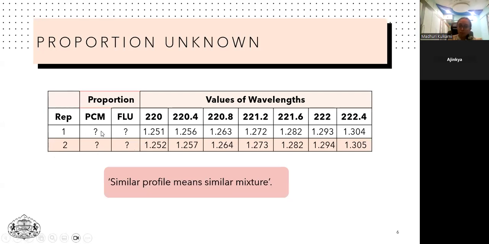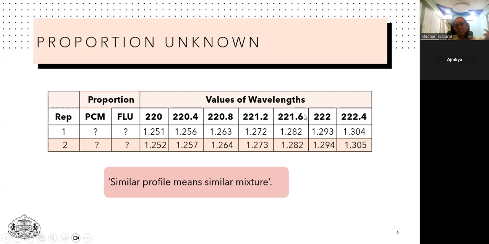this original tablet. At 220, the absorbance was 1.25. At 220.4, the absorbance was around 1.256 and so on. Now the original tablet, this was done twice. So there were 2 repetitions of the entire experiment. It was done once and again. You can see the values are very close, 1.263, 1.264, not much variation in the values. So this is our test data.